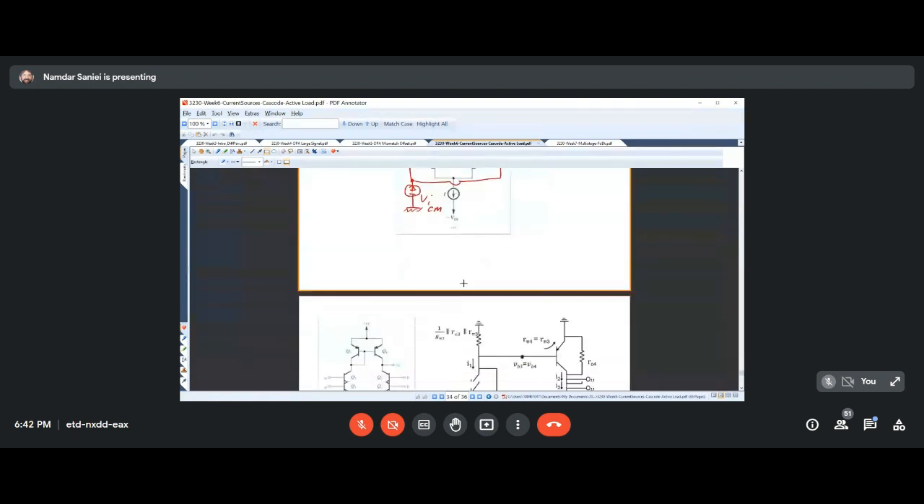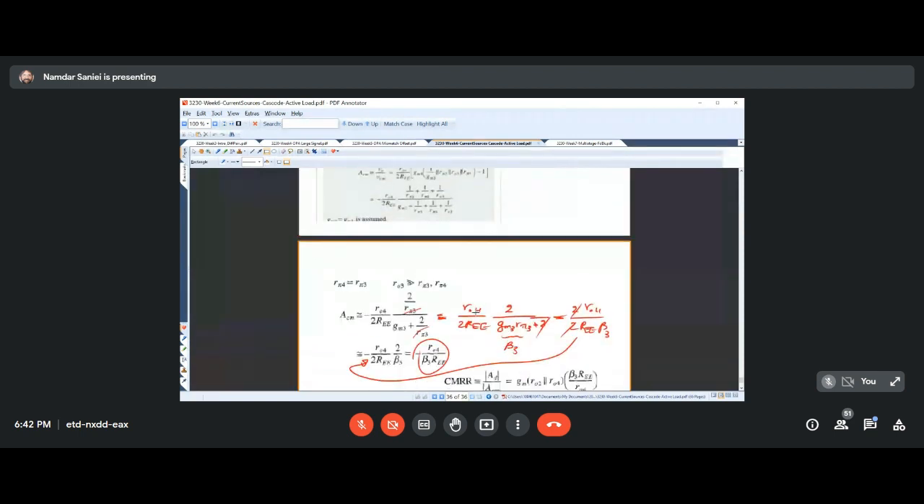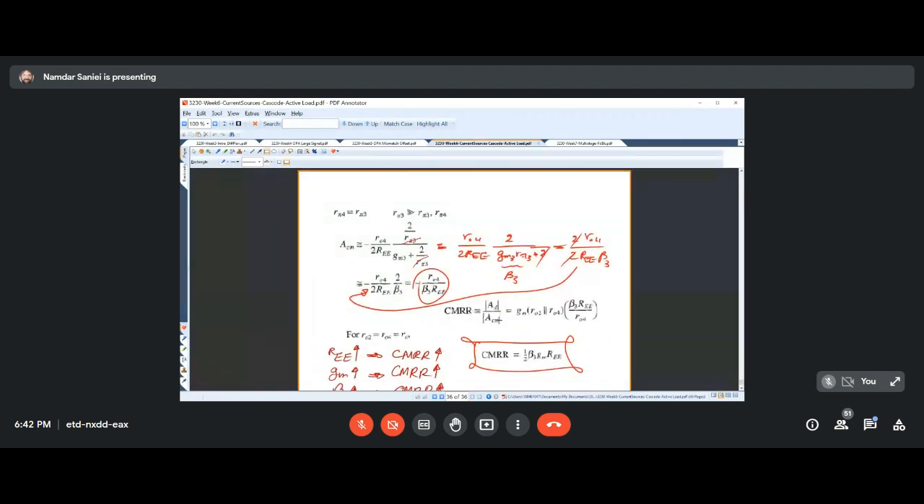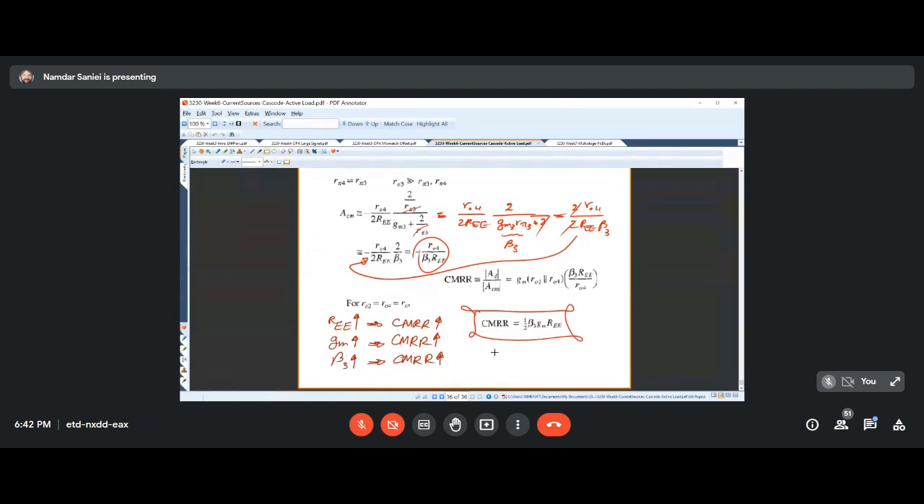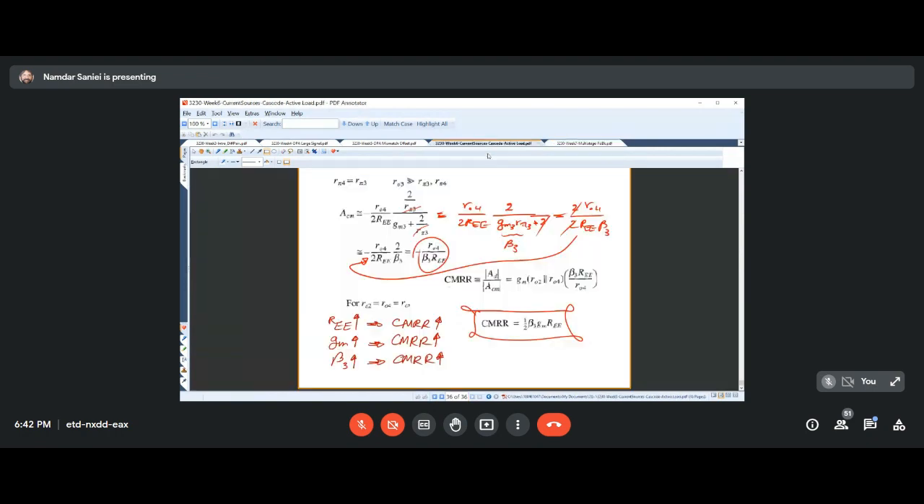Then we found the common mode voltage gain for the same structure, which is the active load. And we formed our common mode rejection ratio. We realized that, again, it is dependent on the REE as well as beta and GM, which we have less control over changing them. So once again, in this circuit, REE plays an important role in improving the common mode rejection ratio.